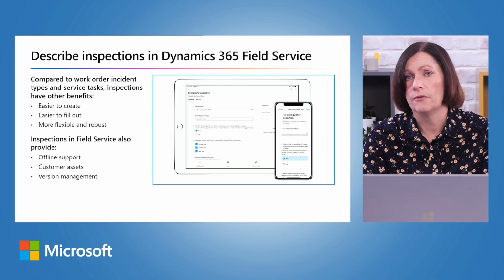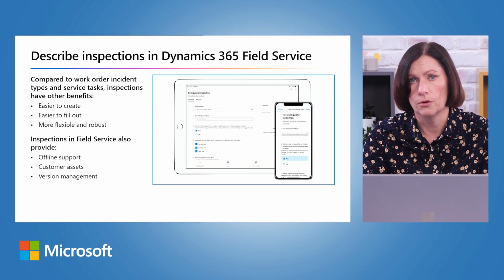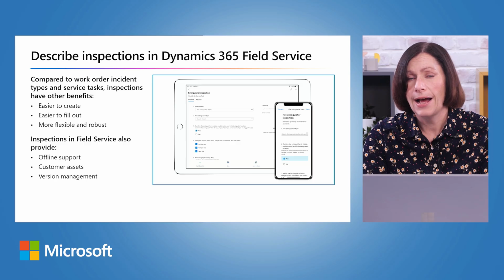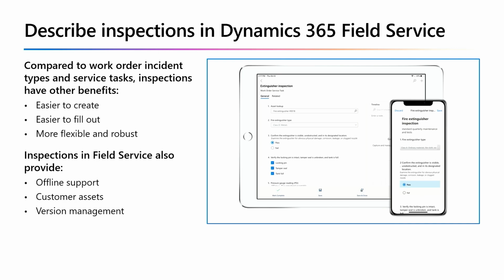Inspections in field service also provide offline support. Technicians can view and fill out inspections on their mobile phones or tablets without internet access. Answers are synced when connectivity is restored. Customer assets. Inspection can be associated with assets, allowing users to see a history of all inspections for a particular piece of equipment. Version management.